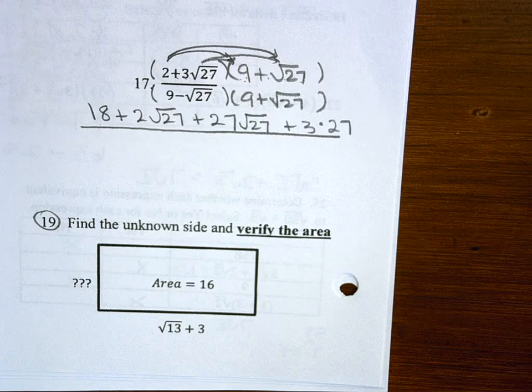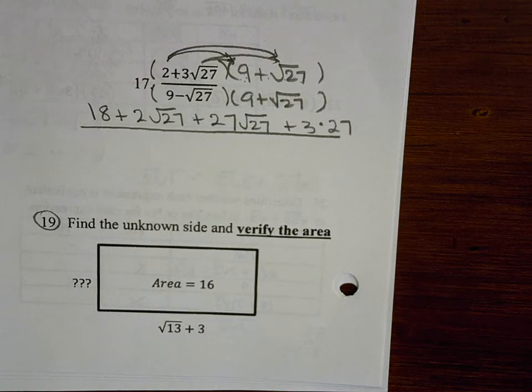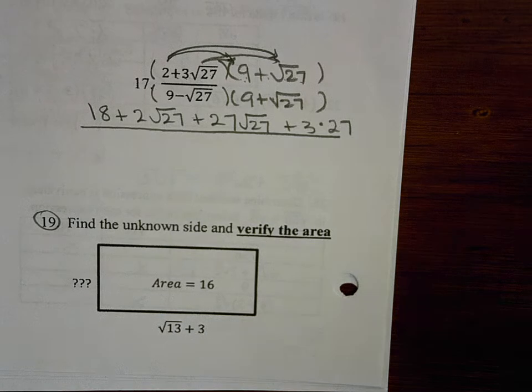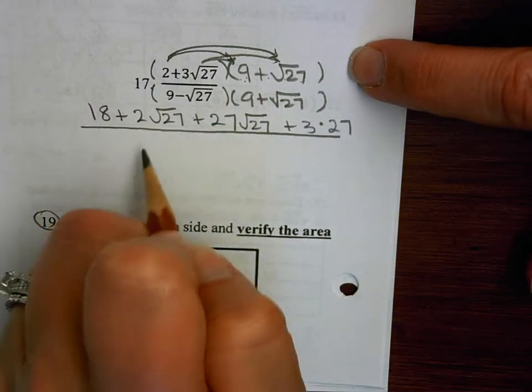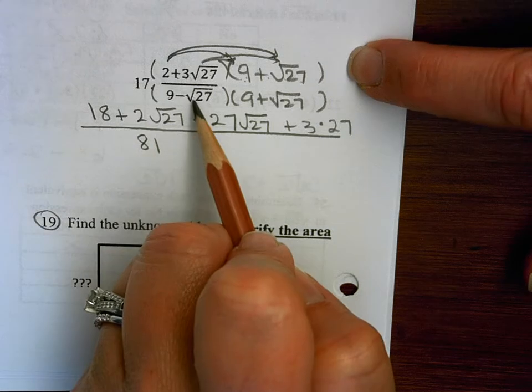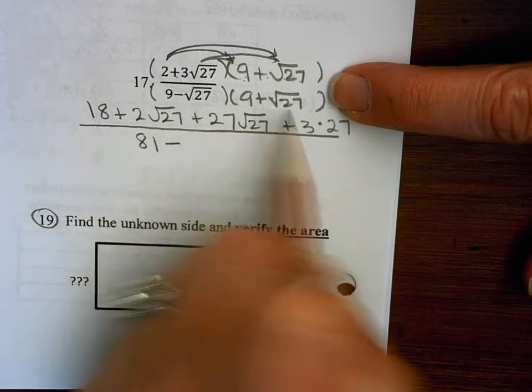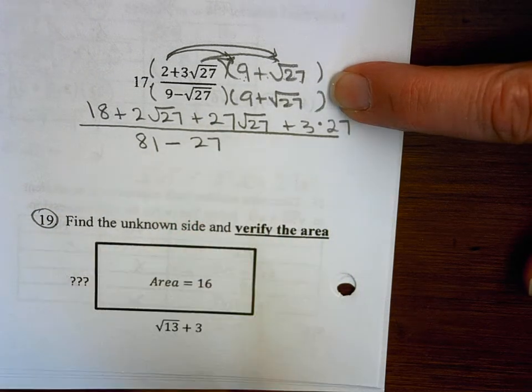And now the denominators are conjugate, so I just need to multiply the first and the last together because the outer inner will always cancel. Like that's why we multiply by the conjugate. So then 9 times 9, and then negative root 27 squared is just 27.